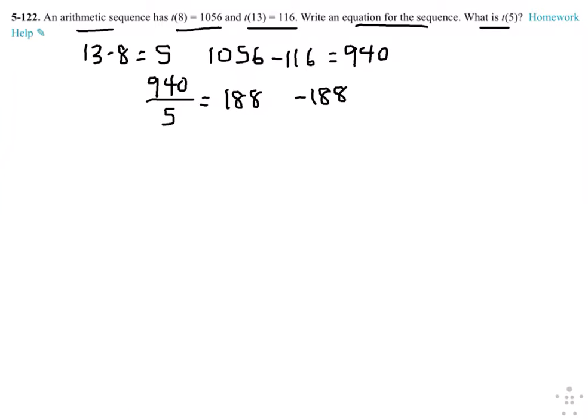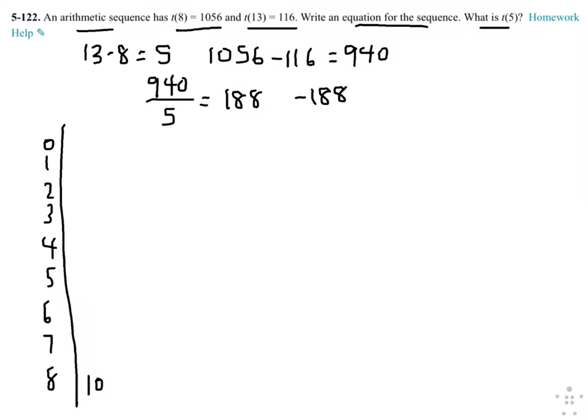So if we were going to make a table, 0, 1, 2, 3, 4, 5, 6, 7, 8, right? The 8th term, they told us, is 1056. So if going downward, we subtract 188 each time, that means going up, we have to add 188 each time. So let's do that, right? 1056 plus 188 is 1244, and we keep going, and I'll fill this in.